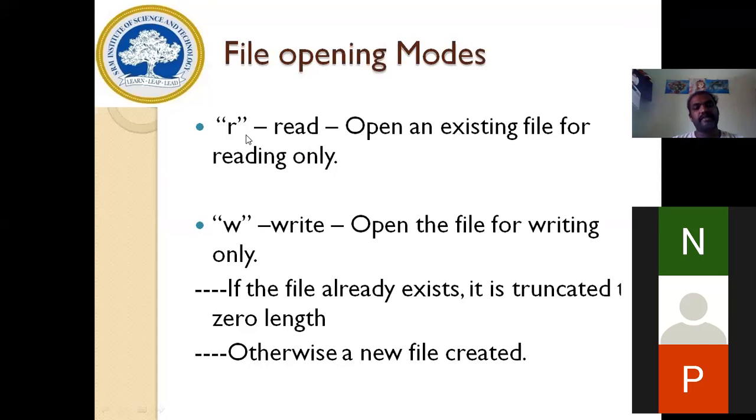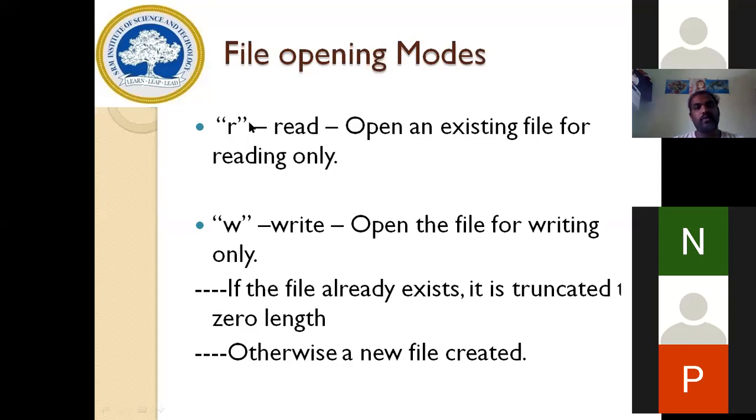So R represents read, that is, open an existing file for reading only. Read means sometimes you are not able to find the file. In some cases the file is not available, so you need to throw an error saying the file does not exist. The second mode is write, which opens the file for writing only.